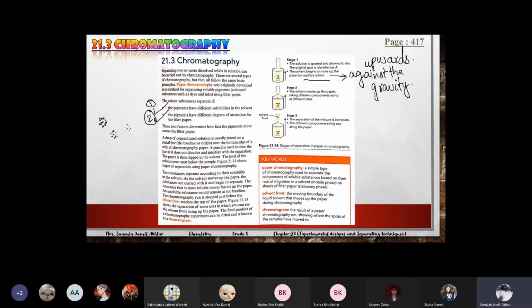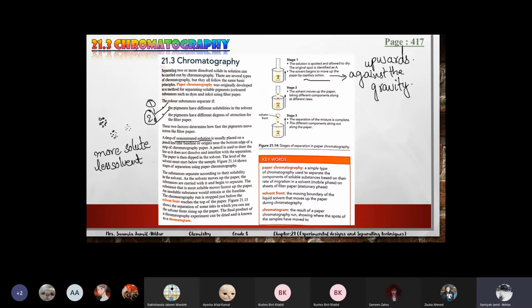A drop of concentrated solution is usually placed on a pencil line. Concentrated solution means one with more solute. More solute and less solvent. Good. So we will put a drop of concentrated solution, meaning it will be rich in pigment, rich in solute, on the baseline or original line, near the bottom edge of the filter paper.